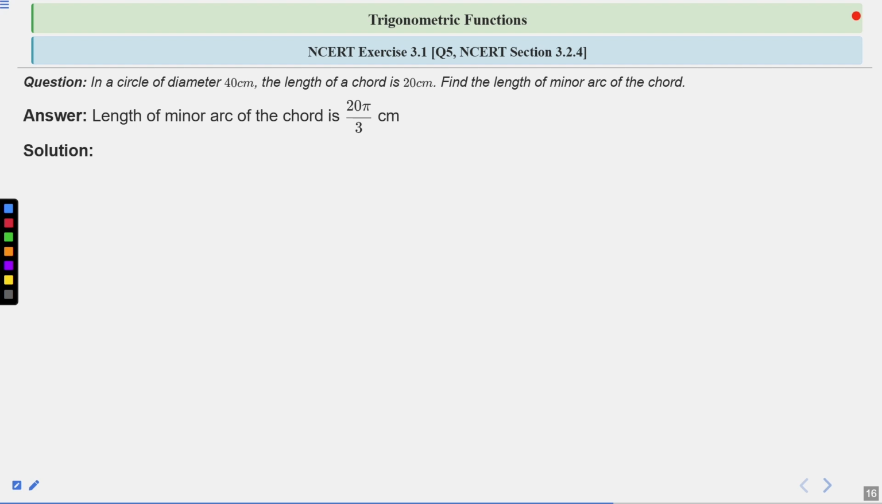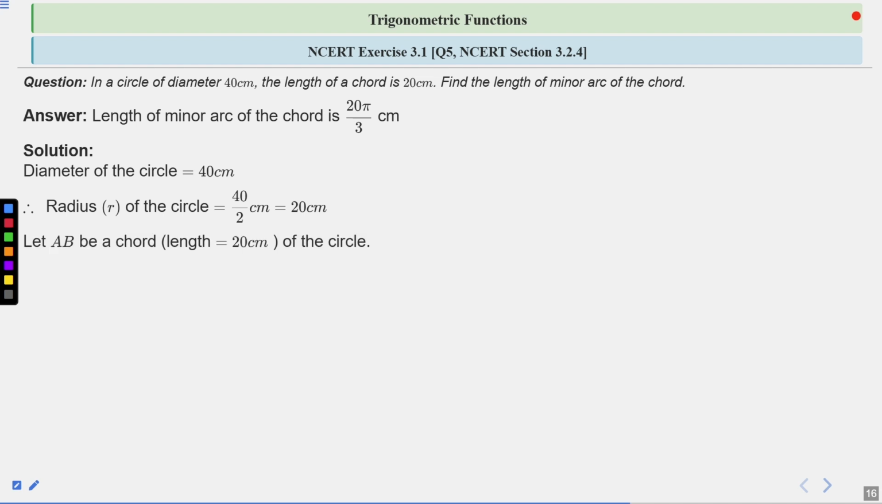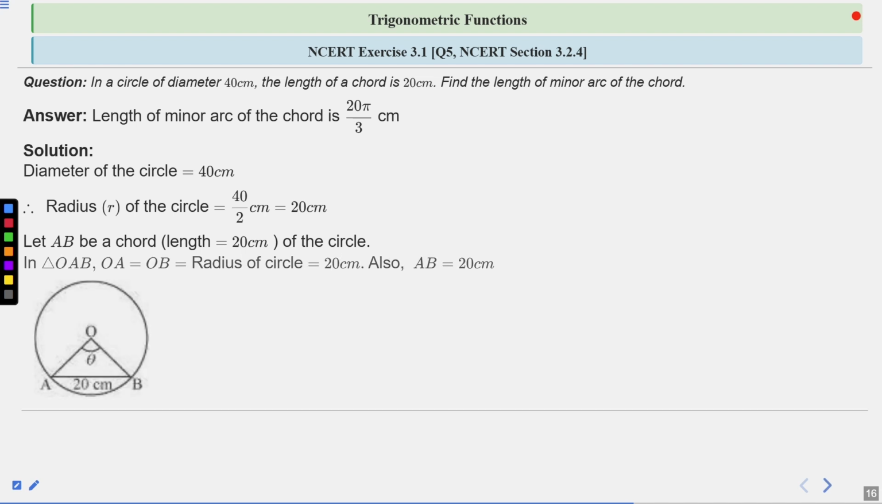Let us discuss the solution part. Now the diameter of the circle is given as 40 centimeter, right? Therefore, the radius r of the circle will be 40 upon 2 centimeter, which is 20 centimeter. Now let AB be a chord of length 20 centimeter of the circle. So you can see in the figure, we have a circle having a chord of length 20 centimeter.